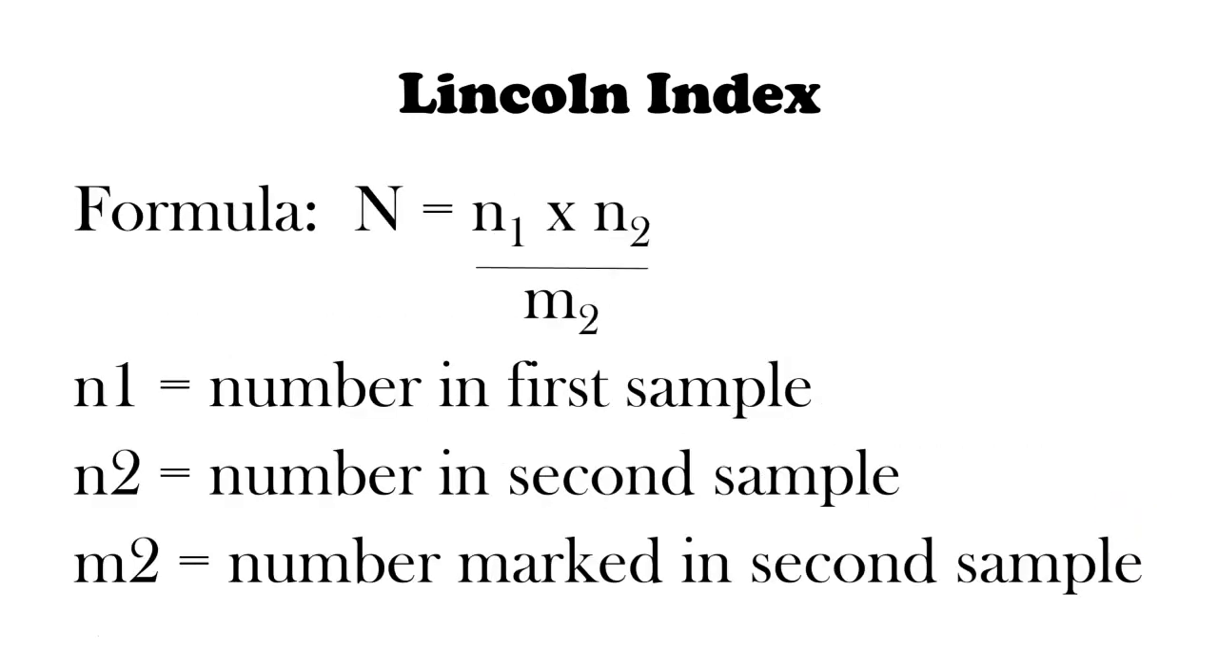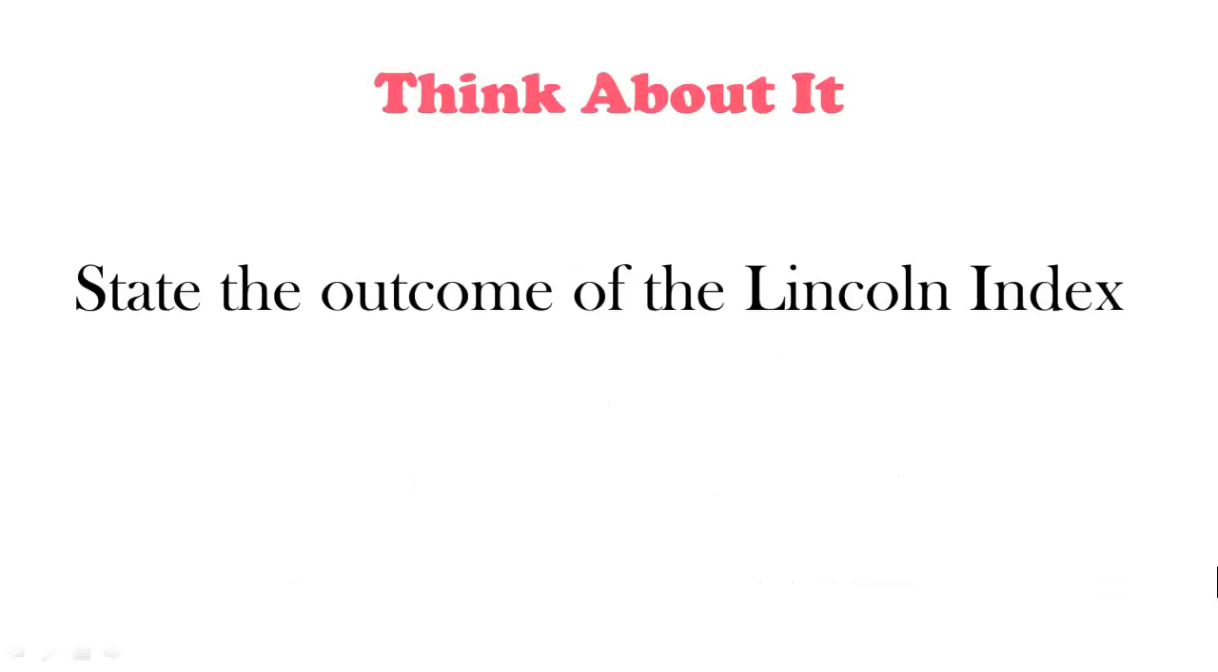Now with the Lincoln Index formula, you can estimate capital N, which is the total population size. And how you do this is you multiply the number of your first sample times the number of your second sample divided by how many marked individuals were captured in your second sample. So we should be able to state the outcome of the Lincoln Index formula.